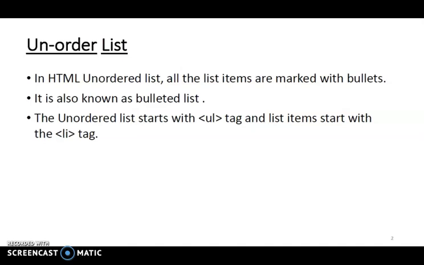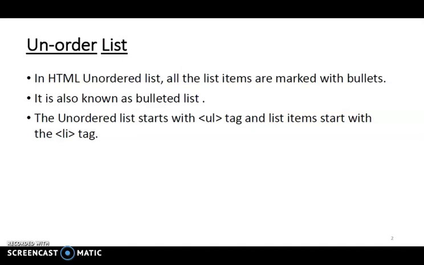Now what is the meaning of unordered? It is not in order or not in a sequence. So the unordered list is a collection of related items that have no special order or sequence. So this list is created by UL tag. Okay, it is also known as a bulleted list. So each item in the list is marked with a bullet, that is a small black circle by default.